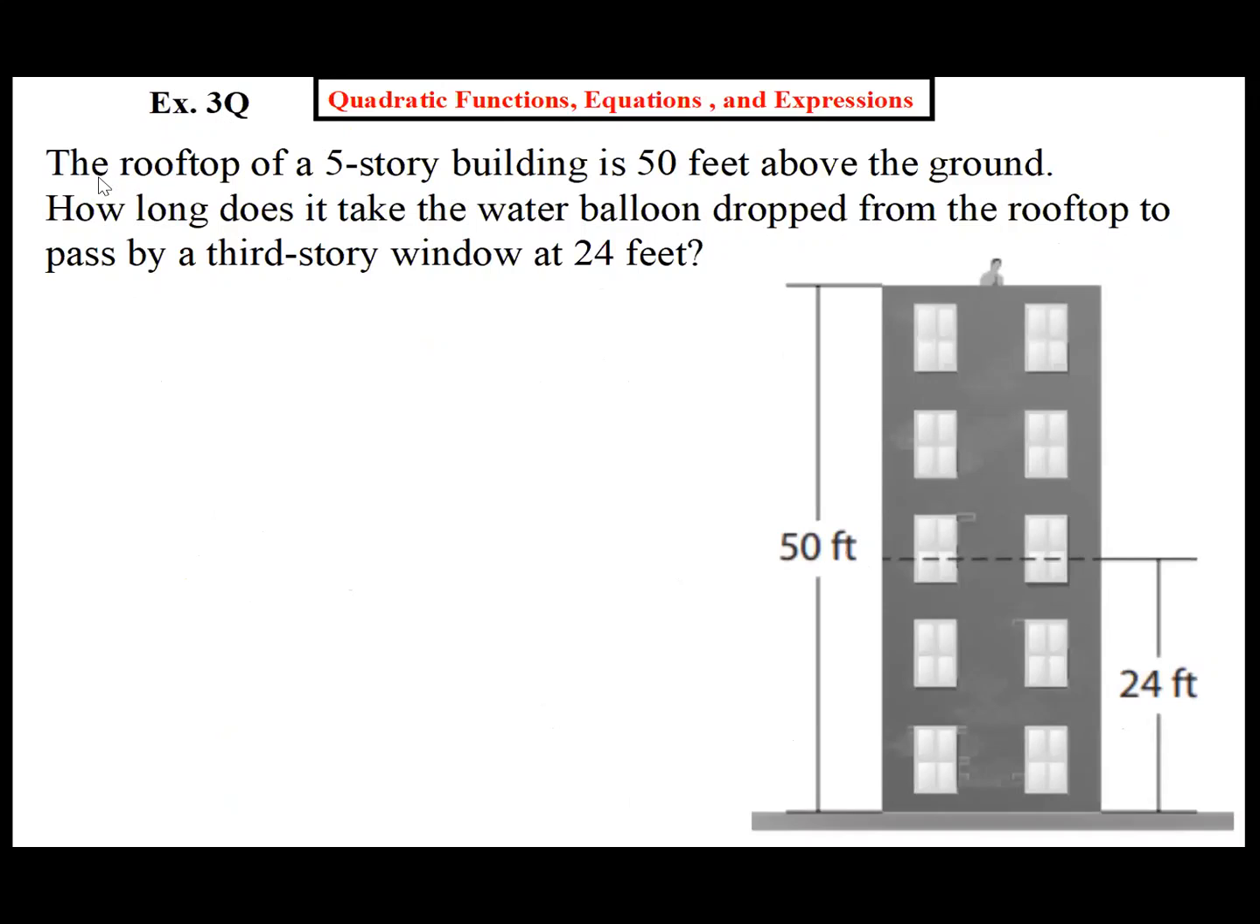Example Super Q reads: the rooftop of a 5-story building is 50 feet above the ground. How long does it take the water balloon to drop from the rooftop to pass by the 3rd-story window at 24 feet? They give us a little diagram on the right-hand side of the building. On the left side, it shows that it's 50 feet, and on the right side, it shows the height of 24 feet up to the 3rd story. Copy that, please, and I'll give you some time.